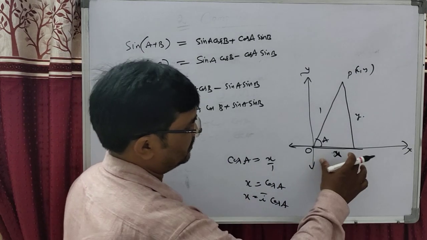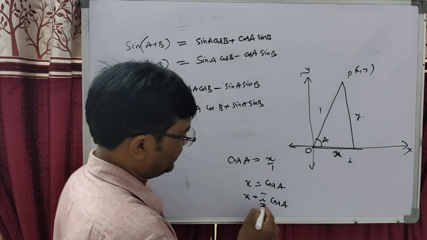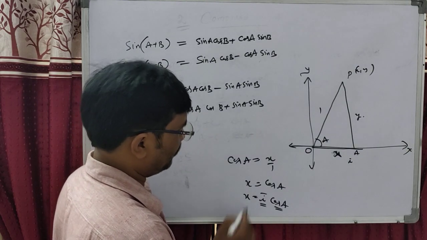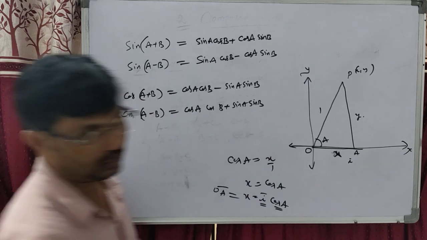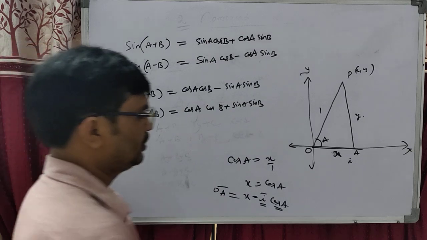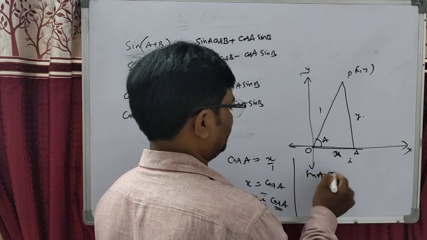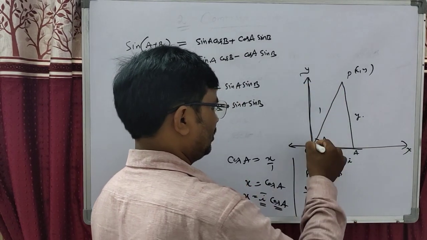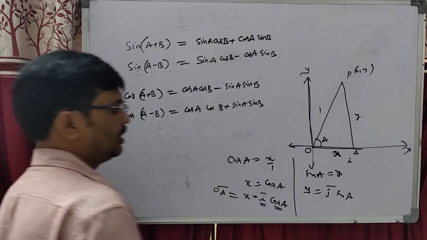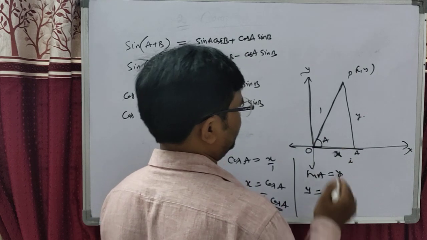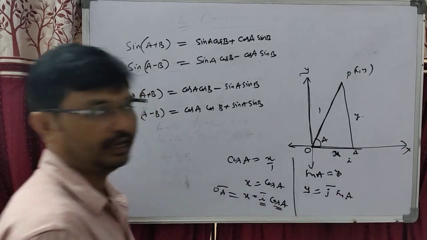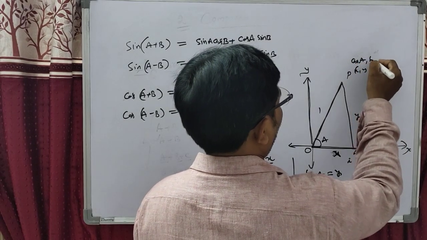Therefore, this x is along the x-axis, and we can write OA bar as i bar cos A. Similarly, sin A is y, which is parallel to the y-axis, so it is j bar sin A. We can write the point as OP bar, which is i cos A plus j sin A. Here x is cos A and y is sin A.